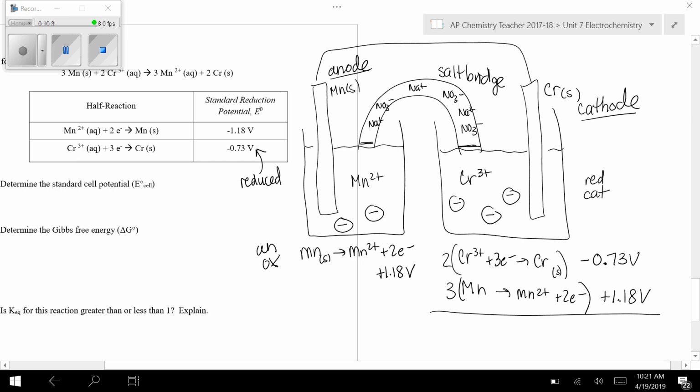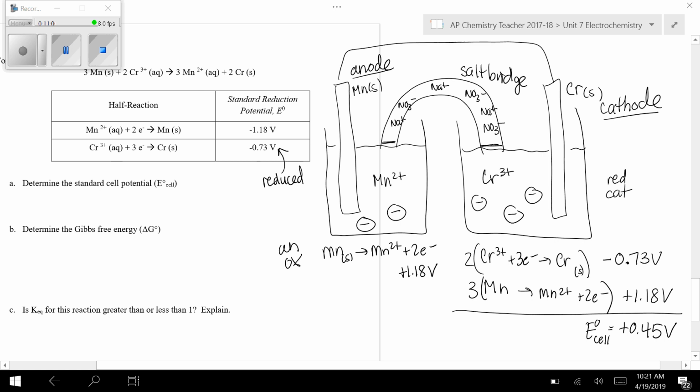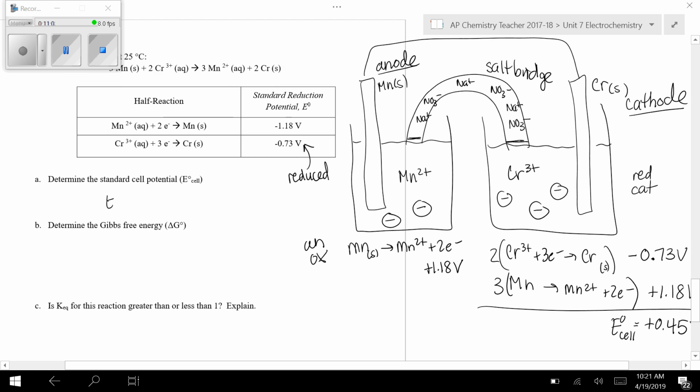So if I add these two numbers up, I'm going to get a positive number, which is good because I'm told that it is a voltaic cell. And this whole worksheet's called voltaic cells. So for voltaic cells, I expect the cell potential to be positive. So the cell potential is going to be plus 0.45. We did the work over there.